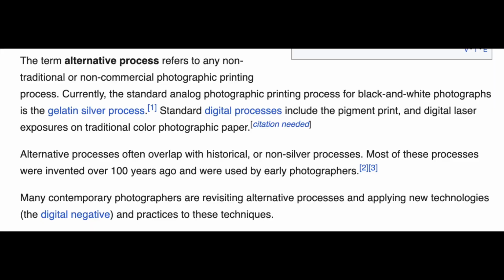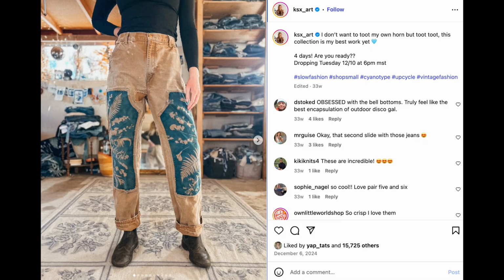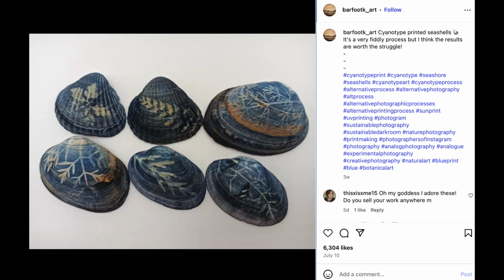Alternative processes, which is what we're talking about today, otherwise known as alt process, describes any non-traditional process for printing photography. And as you will see, some of these non-traditional processes will get pretty wacky. So with all that said, and without further ado, let's jump right in and talk about alternative process number 1, cyanotype. If you are on the crafty side of Instagram, you have probably seen someone making something with cyanotype.